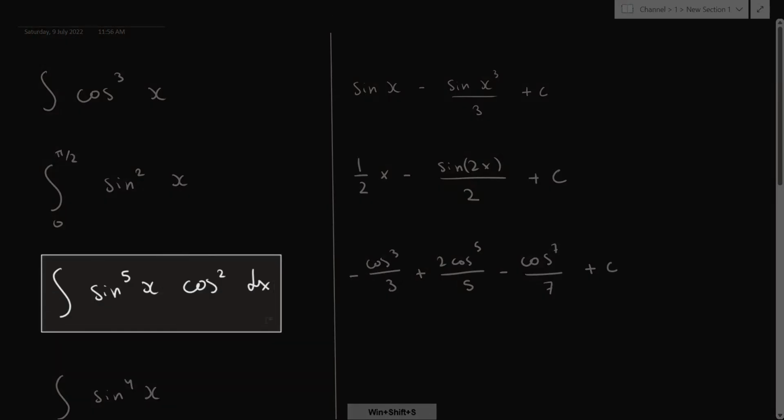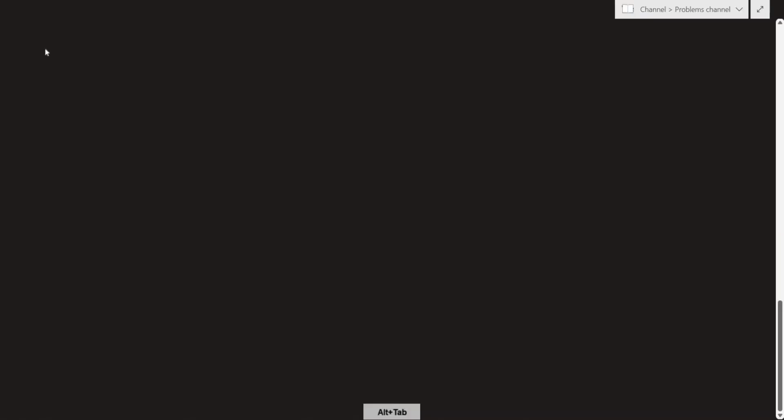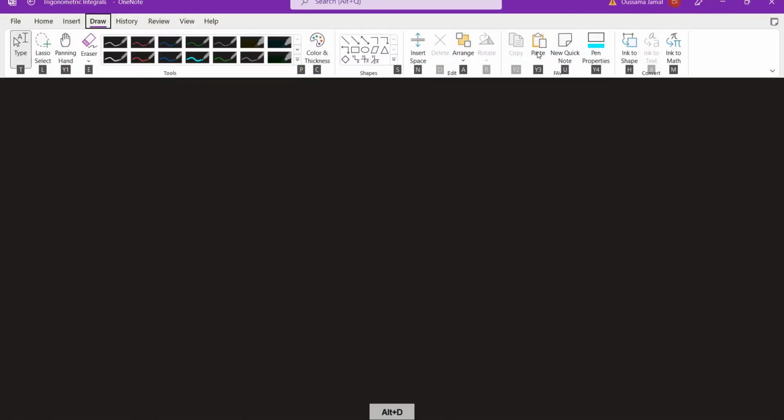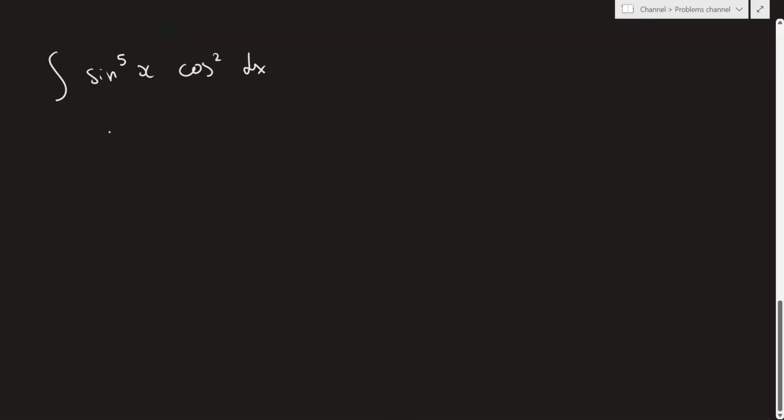Alright, so next question here. These types of questions where you have sine and cosine are a little long, but once you get the whole of it, it becomes really easy. So first I want to analyze this question. By analyze, I mean look at their powers, whether they are odd or even. So sine is odd, while cosine is even.